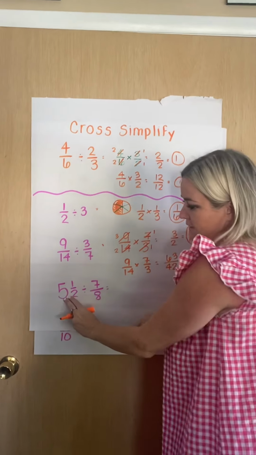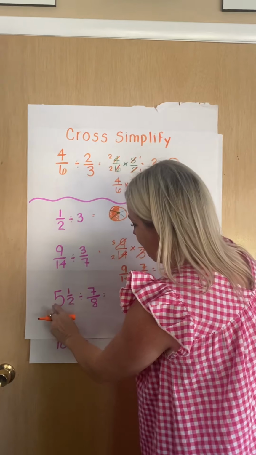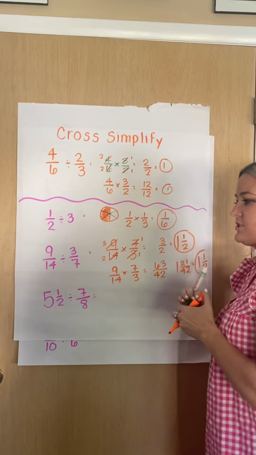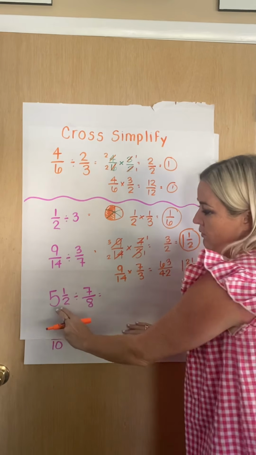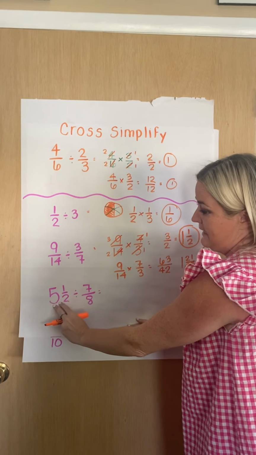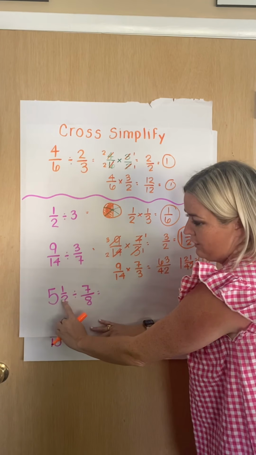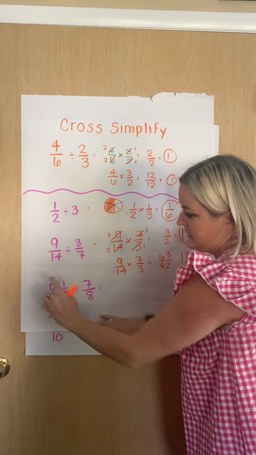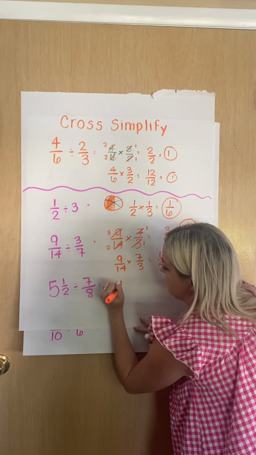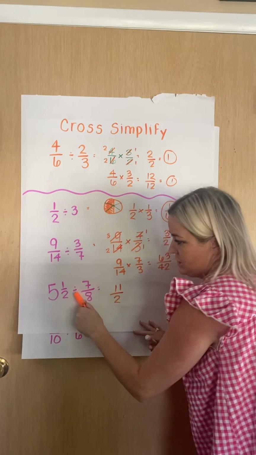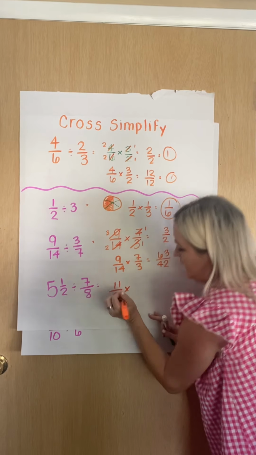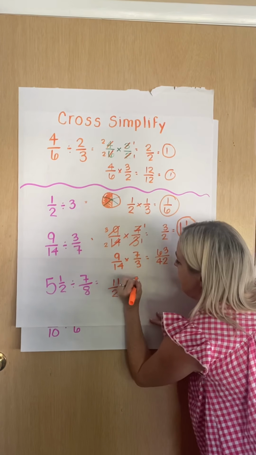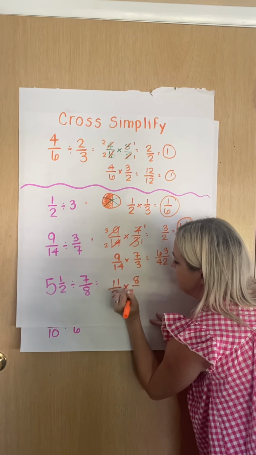All right, so now this one I'm working with a mixed number. If I have 5 1/2 divided by 7/8, the first thing you always have to make sure is that you convert your mixed number into an improper fraction. So I know 5 times 2 is 10, and 10 plus 1 is 11. So I have 11 over 2. I'm going to change my sign to multiplication. I'm going to use my reciprocal, so I'm going to do 8 over 7.